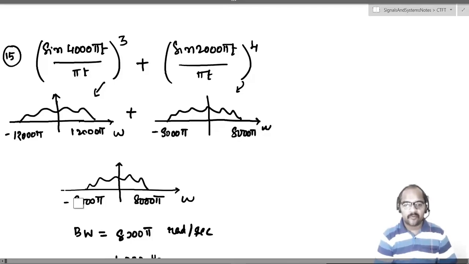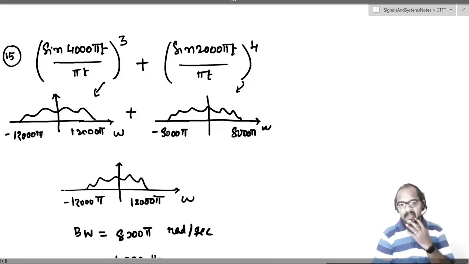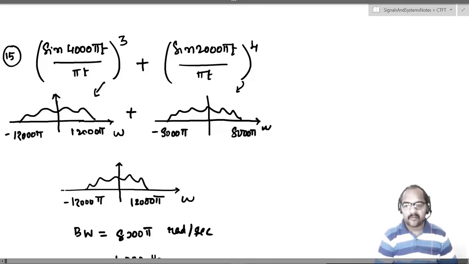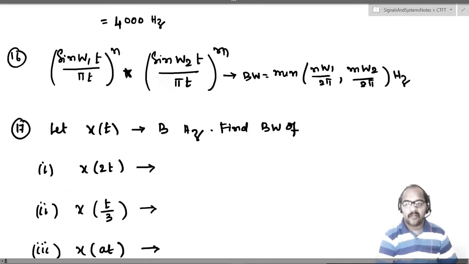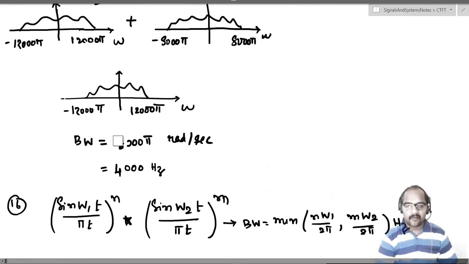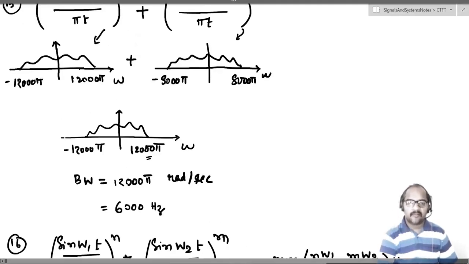So if you add these two, the overall function exists from where to where? This is from minus 12,000π to plus 12,000π. This is from minus 8,000π to plus 8,000π. If you add them, you will get a function from minus 12,000π to plus 12,000π. So what will happen to the bandwidth then? Because of addition, the highest positive frequency is 12,000π. So you will get a bandwidth of 12,000π radians per second, or 6,000 hertz. Okay, now let us look at this function a little bit.